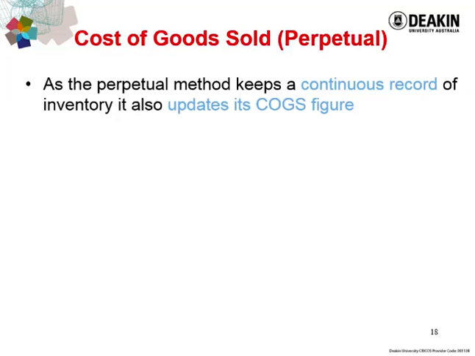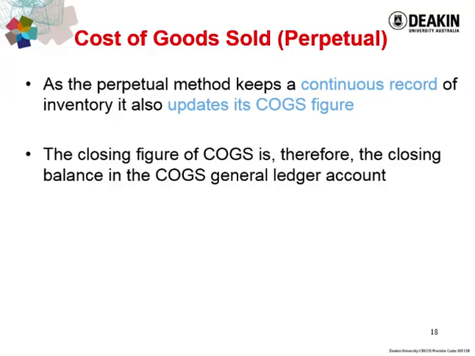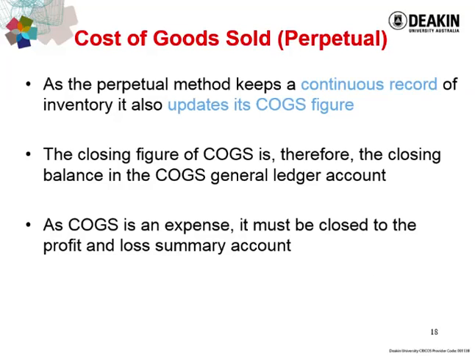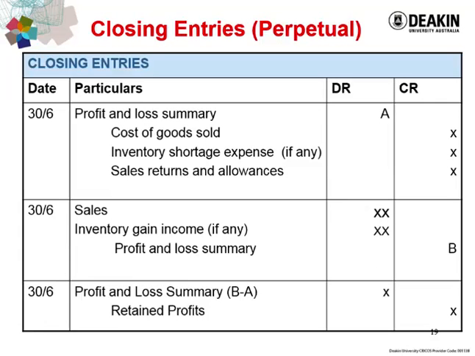Under the perpetual method, because we constantly update our closing inventory and cost of goods sold, the closing balance or the closing figure of cost of goods sold can be used directly in the closing entry. Because it is an expense account, it will be closed to P&L summary. So the closing entries for both methods are quite different.